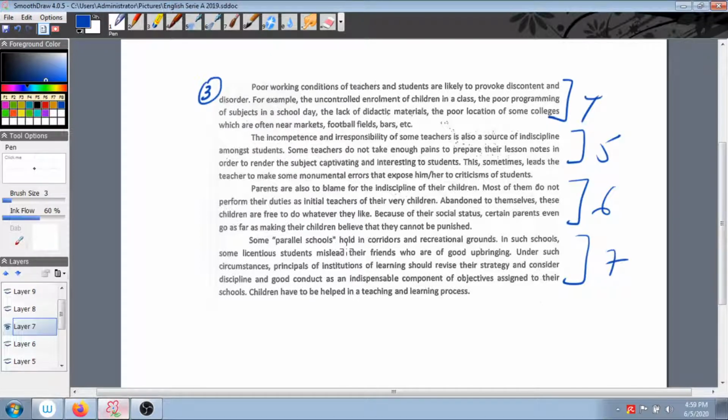Some parallel schools hold in corridors and recreational grounds. In such schools, some licentious students mislead their friends who are of good upbringing. Under such circumstances, principals of institutions of learning should revise their strategy and consider discipline and good conduct as an indispensable component of objectives assigned to their schools. Children have to be helped in a teaching and learning process.